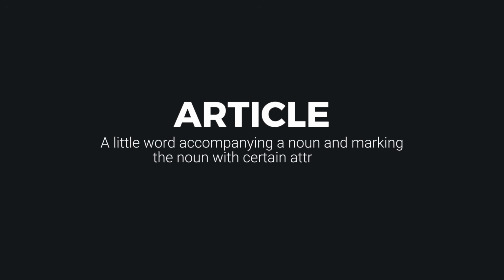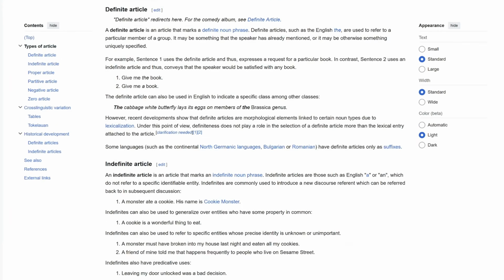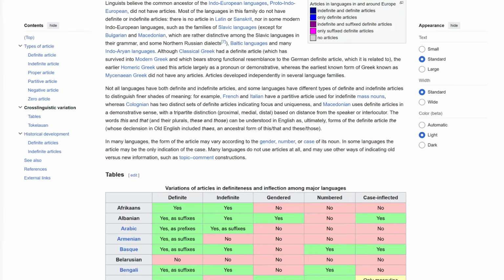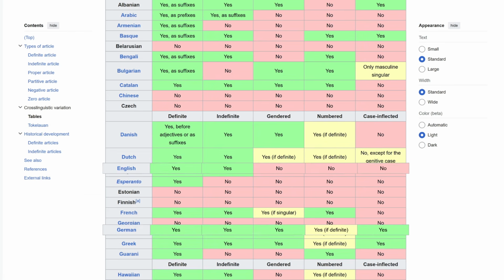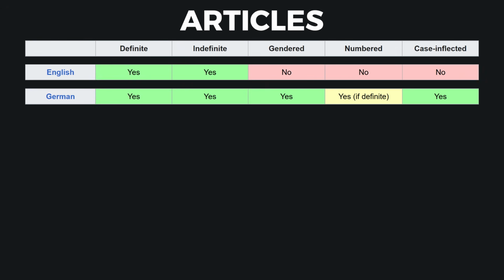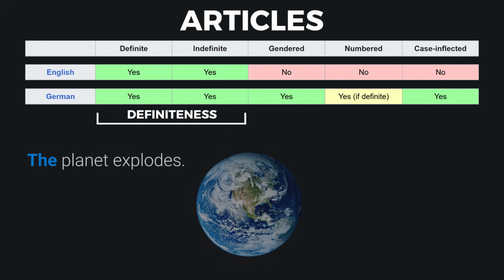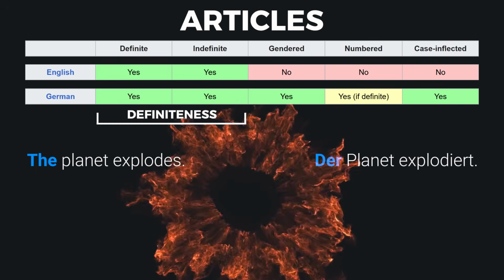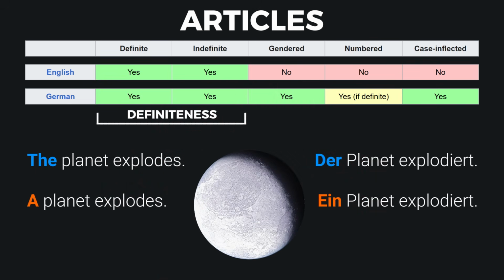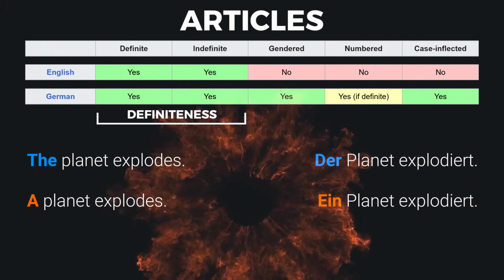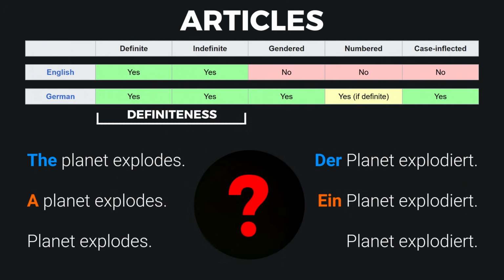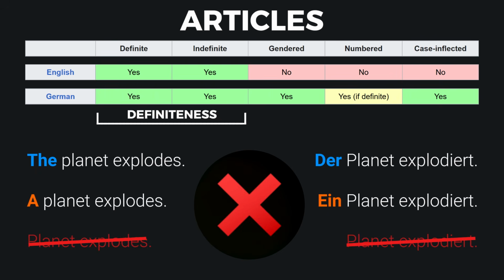Los geht's! So, what exactly is an article? An article, in English and German at least, is a little word accompanying a noun that marks that noun with certain attributes. If we go to Wikipedia, we can take a look at what those attributes are. Let's start with the similarities. As you can see, both German and English articles can mark a noun as either definite or indefinite. For example, the planet explodes, der Planet explodiert, is different from a planet explodes, ein Planet explodiert. It's the same logic. Just saying Planet explodiert, so planet explodes, would be an error in both languages.